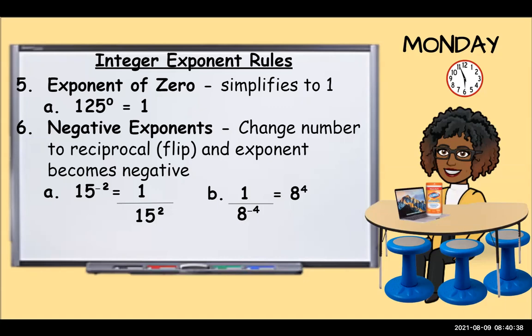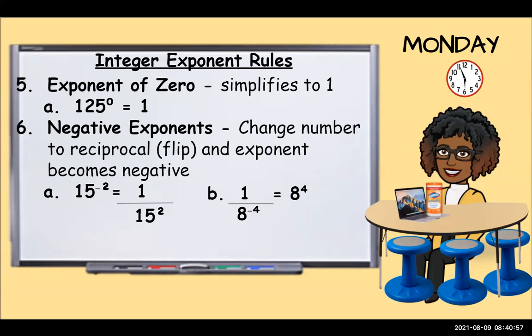All right, so still moving. 0 exponent or exponent of 0. Pretty much self-explanatory, simplified to 1. 125 to the 0 power, there's 1. I don't care if it's 1,000 to the 0 power. Anytime you see 0 as an exponent, it's 1.